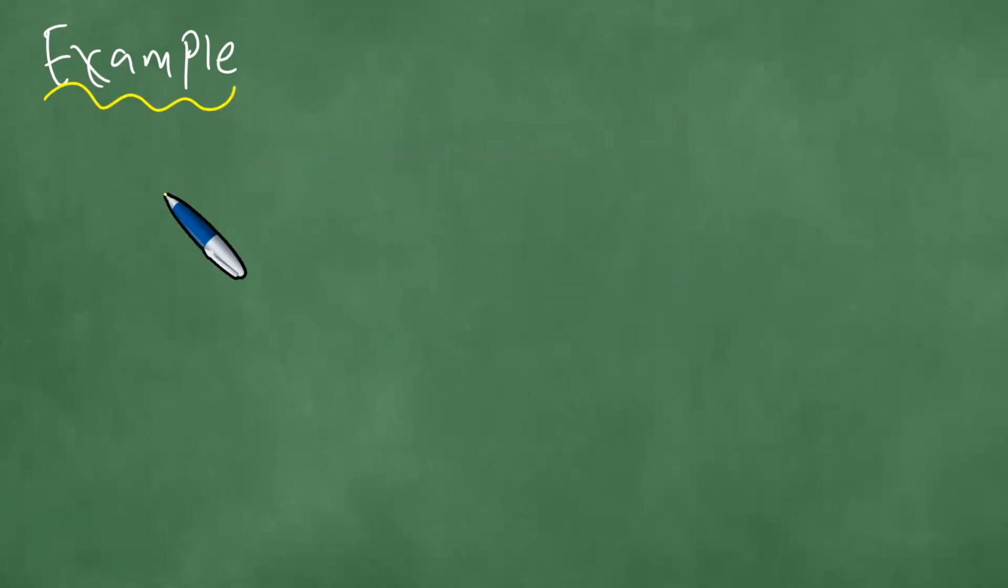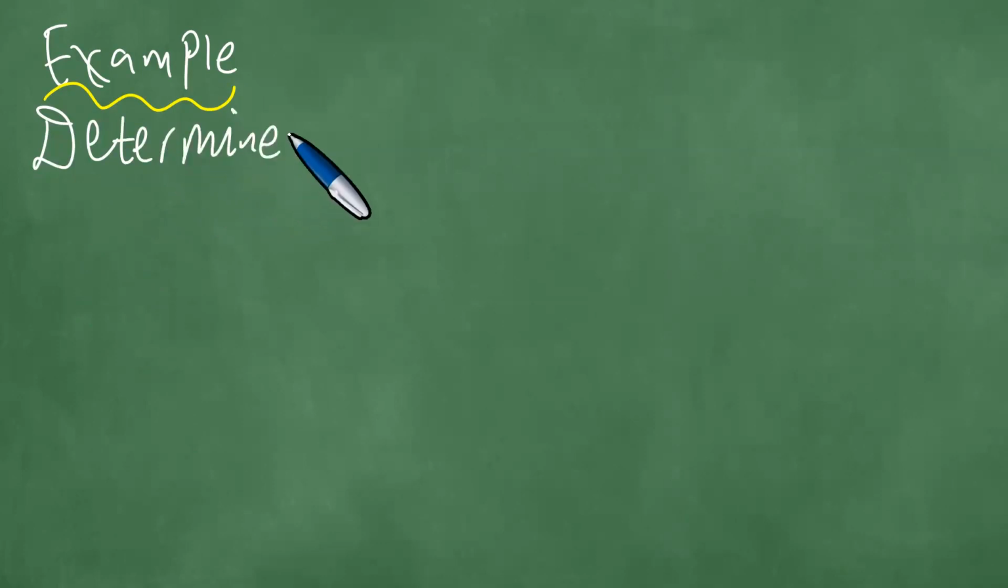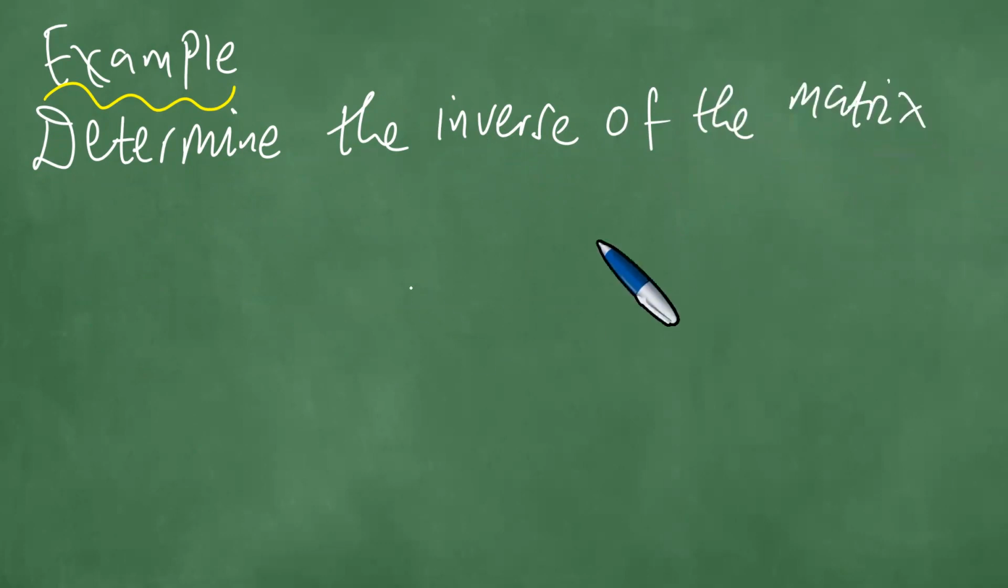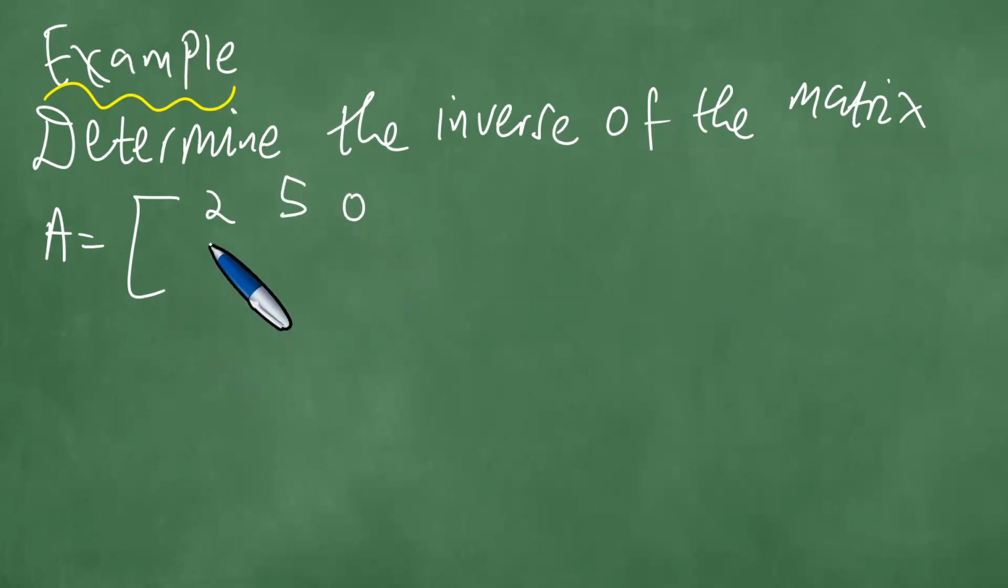And this question says, determine the inverse of the matrix A: 2, 5, 0, minus 3, 7, 0, minus 3, 7, minus 1, 5, minus 3, minus 1.